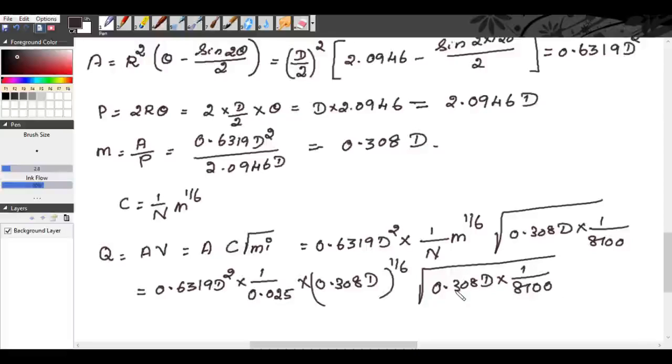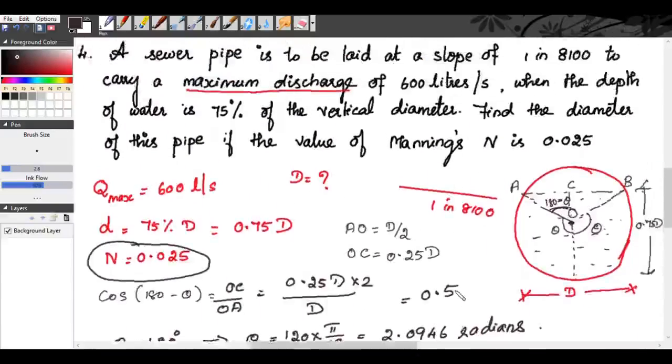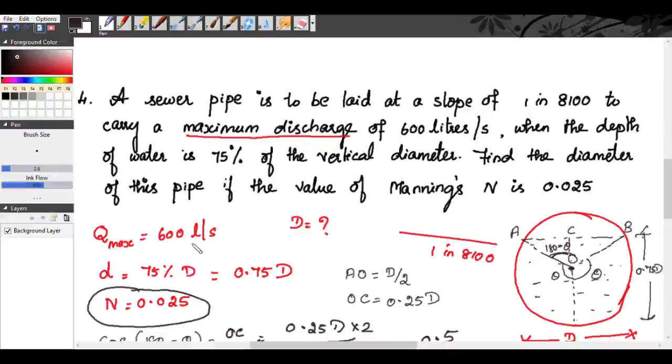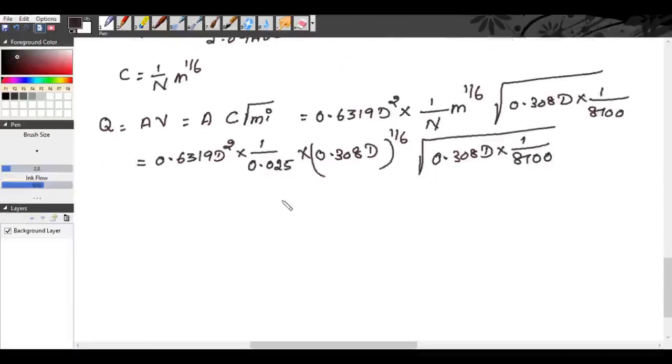So from this we will get the discharge. The discharge is given as 600 liters per second, so it is nothing but 0.6 meter cube per second. We substitute Q is equal to 0.6 meter cube per second. So the only unknown is the diameter. We will get diameter is equal to 1.785 meter.